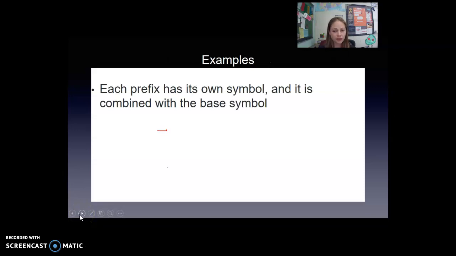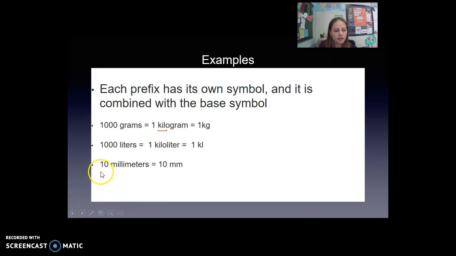So each prefix has its own symbol, and the base has its own symbol. Okay? So 1,000 grams, it's a kilogram, it's 1 kg. Okay, remember all those codes we talked about? 1,000 liters, we have a kilo for 1,000 and liter for liter. Of course we don't want to write out that big long word, so we write 1 kl.